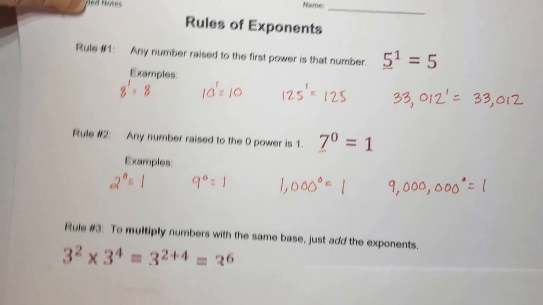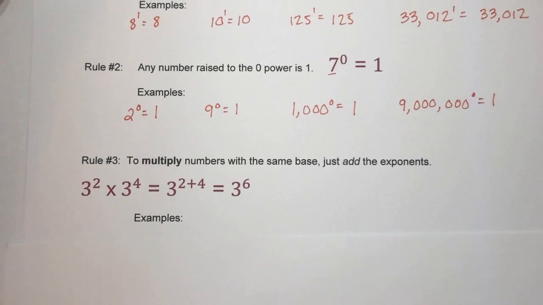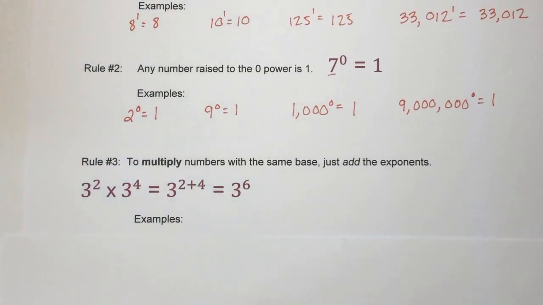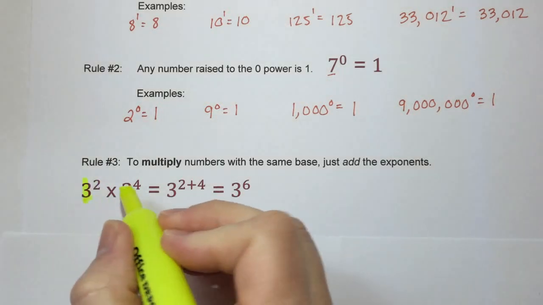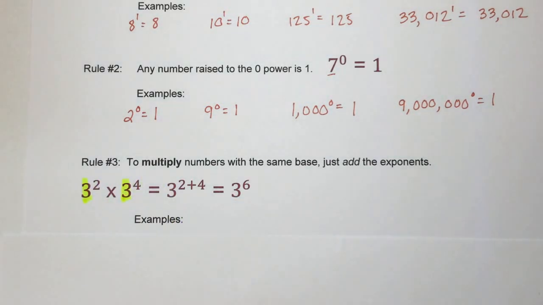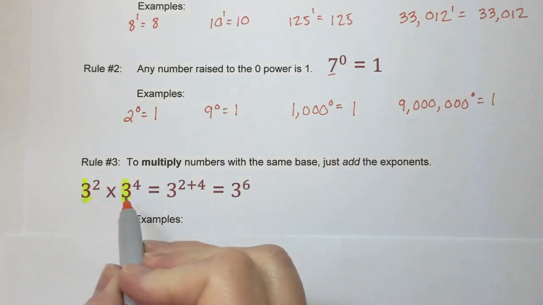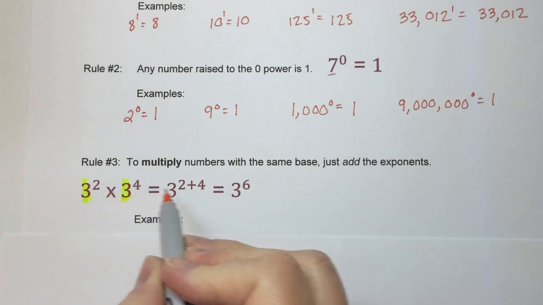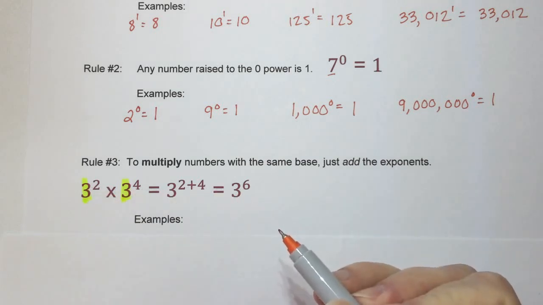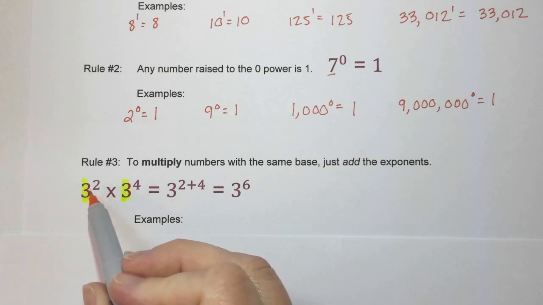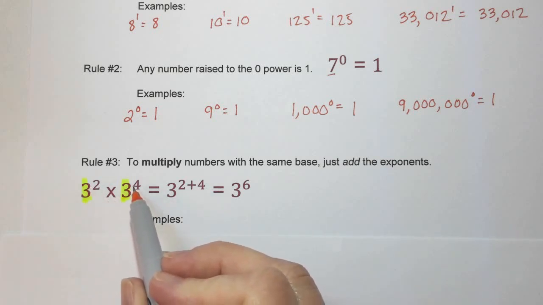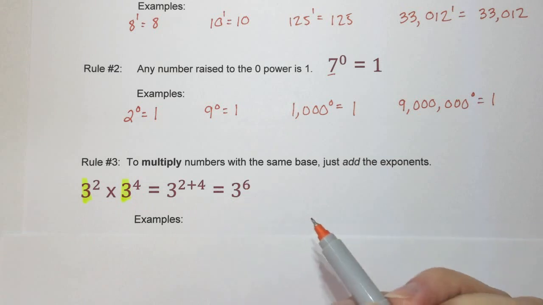All right, rule number 3 might be a new one for you. To multiply numbers with the same base, just add the exponents. So let's just review then what the base is. That's a base, and that's a base. So 3 matches. This is the same base. So all we have to do is keep the 3 and add the exponents. 2 plus 4 becomes 6. So 3 squared times 3 to the power of 4 becomes 3 to the power of 6.